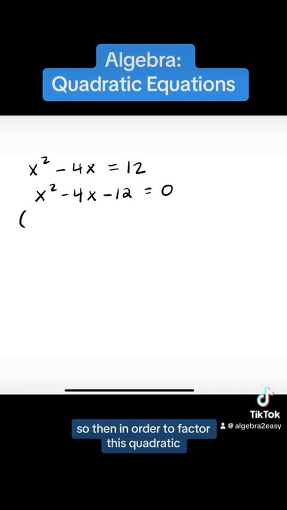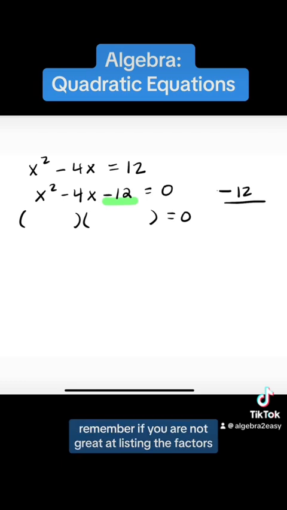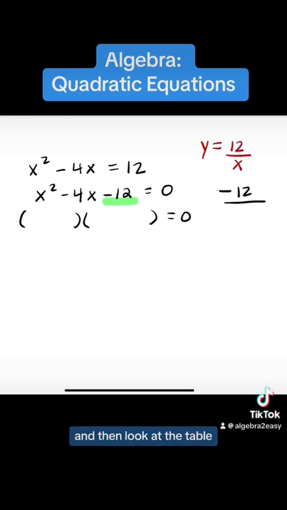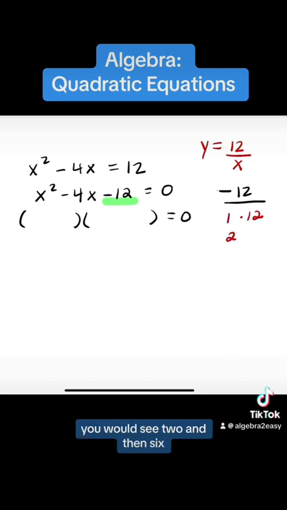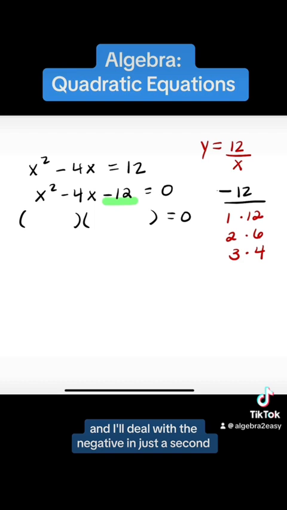So then in order to factor this quadratic, you've got to take your C value, which is this value here, negative 12, and then we're going to list the factors of negative 12. Remember, if you are not great at listing the factors, you can just go to y equals in your calculator and type in 12 divided by x and then look at the table. So in your table, you would see 1 and then 12. You would see 2 and then 6. You would see 3 and then 4. And notice how I didn't deal with the negative part, and I'll deal with the negative in just a second.